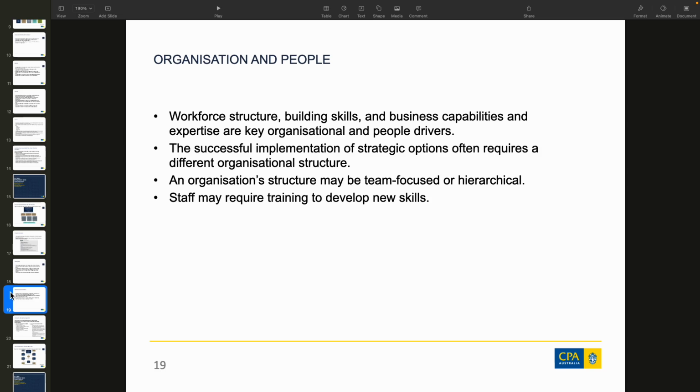Then a successful implementation of an option often requires different organization structures. So you may have to change your setup. Taller, flatter, more departments coming in, all right? Now, your structure may be team, matrix, or hierarchical, top-down, all right? And staff may require training to develop new skills. You can't just assume people will get the skills and be able to do things.